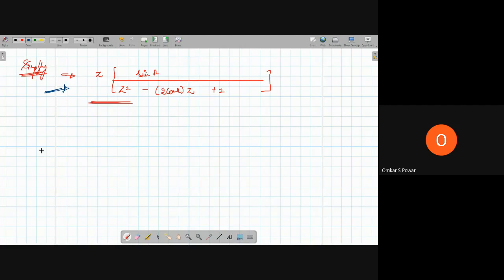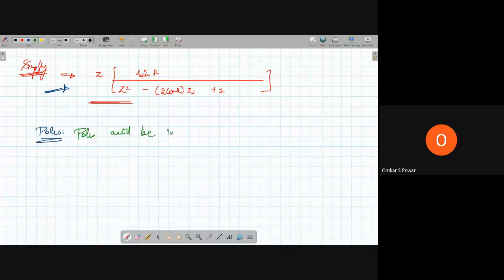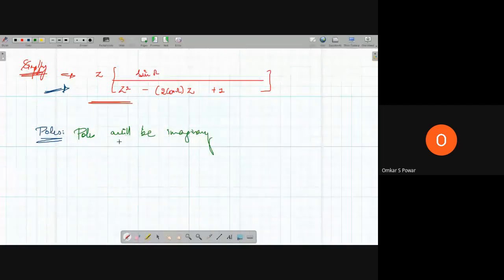Okay, so now in order to get the poles, what you have to do? You have to equate the denominator to 0. So if you observe this one, it is in the form of ax squared plus bx plus c. So here your poles exist. You'll get some answer. Poles will be imaginary. You can write it directly as poles will be imaginary. No need to solve further. Okay. Then coming to the ROC.